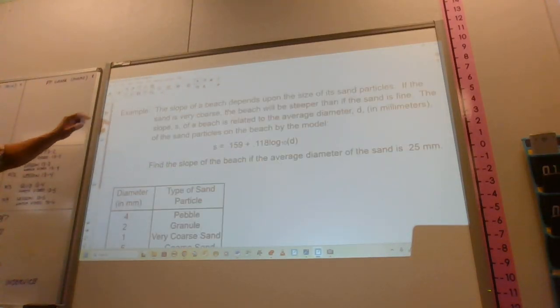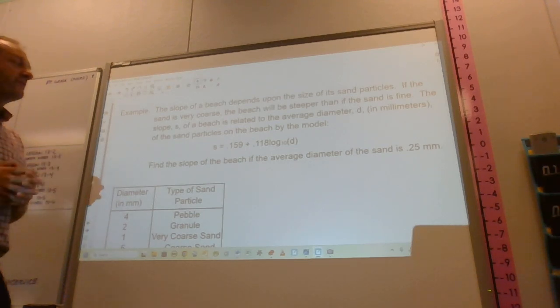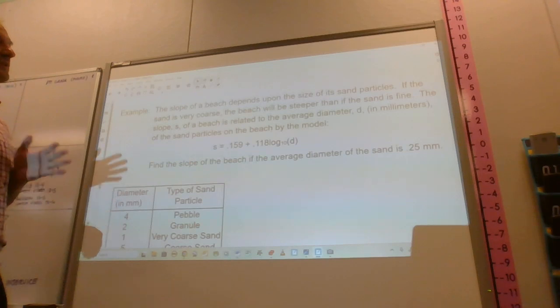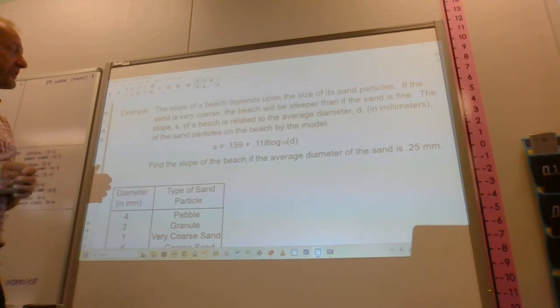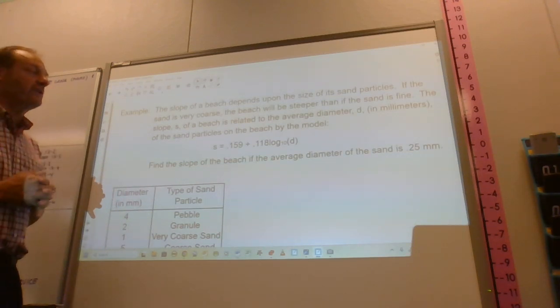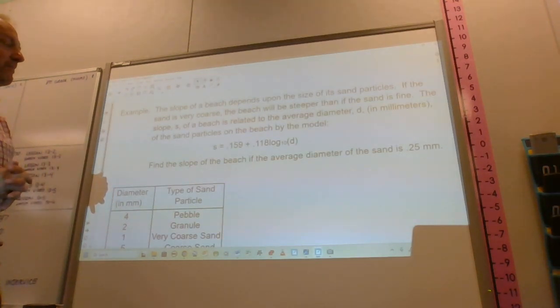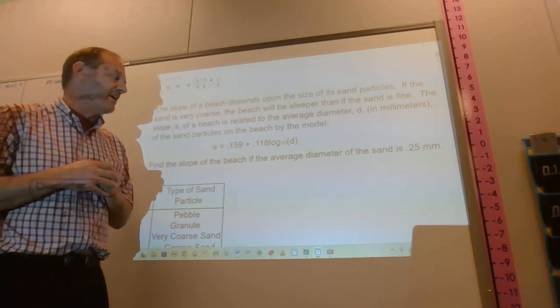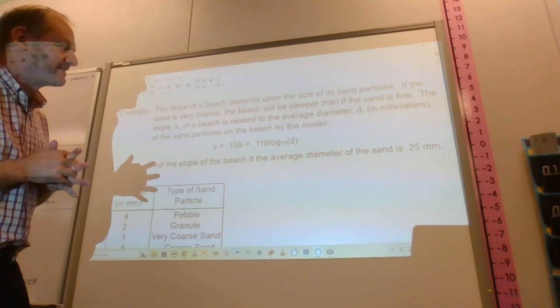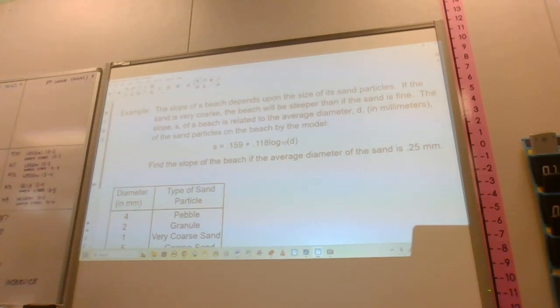The slope of a beach depends on the size of sand particles. If the sand is very coarse, the beach will be steeper than if the sand is fine. The slope S of a beach is related to the average diameter d in millimeters of the sand particles on the beach by the model S equals 0.159 plus 0.118 log base 10 of d. Find the slope of the beach if the average diameter is 0.25.